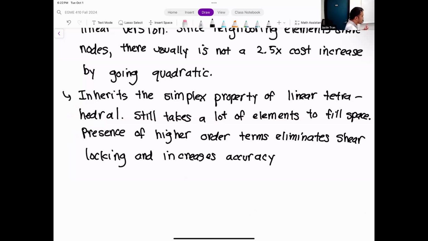In particular, one thing that the higher order terms are really good at estimating is if you have areas where your results are changing very rapidly. So, you have a section where your stress peaks in a particular area. Quadratic elements are very good at estimating that.